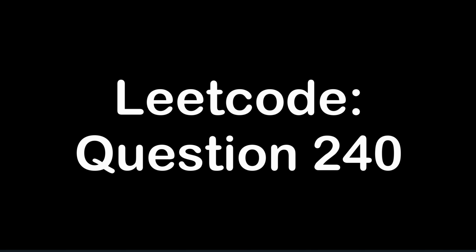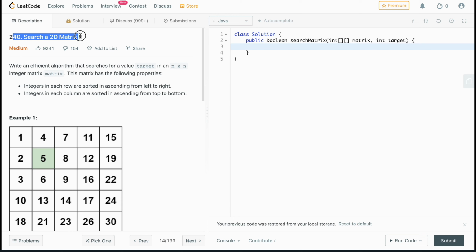Hi, today we're going to be going over the Java solution for Leetcode 240, Search a 2D Matrix 2. Write an efficient algorithm that searches for a value target in an m by n integer matrix. This matrix has the following properties. Integers in each row are sorted in ascending from left to right, and integers in each column are sorted in ascending from top to bottom.